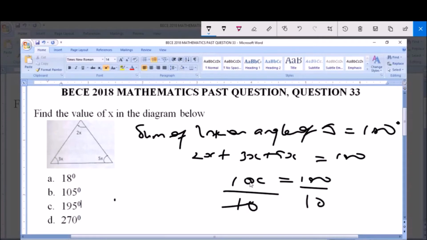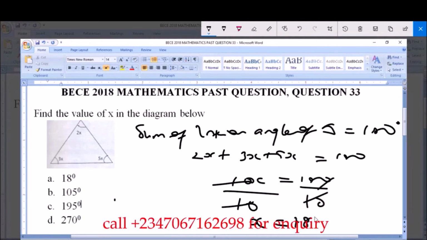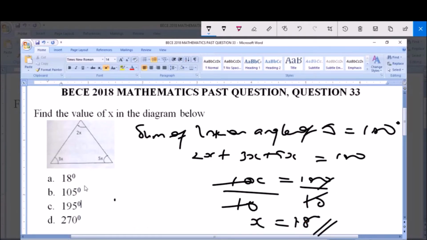So we cancel 10, we are left with x equal to 180 divided by 10, which will give us 18 degrees. So therefore x is equal to 18 degrees. Now from our options, A says 18 degrees, which is very correct, which is our answer. The rest are wrong. So 18 degrees is the value of x in the diagram below.